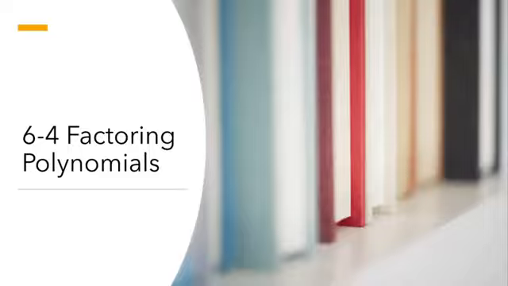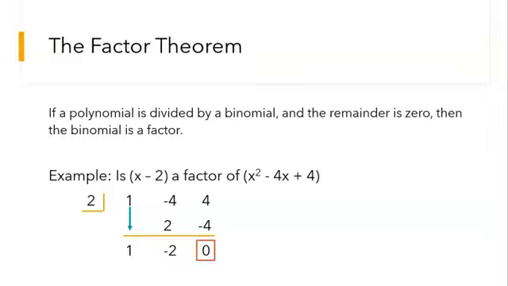So let's take a look at the factor theorem first to determine what is a factor of a polynomial. The factor theorem says if a polynomial is divided by a binomial and the remainder is 0, then the binomial is a factor. So basically, if you want to determine if a binomial is a factor of a polynomial, just divide and check your remainder.